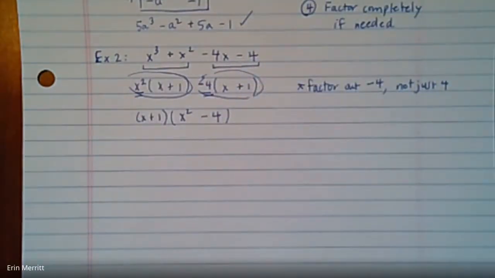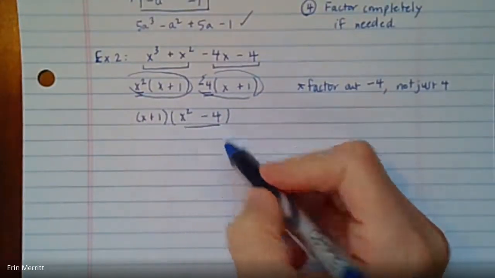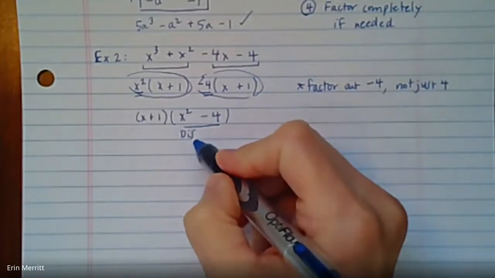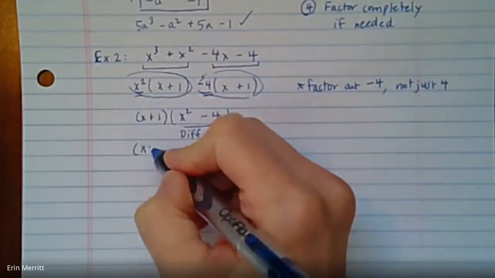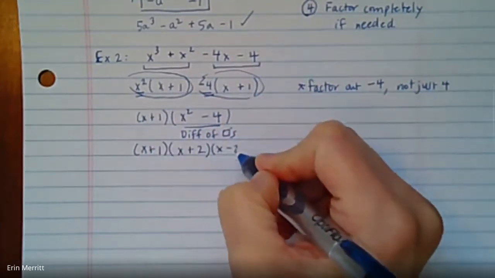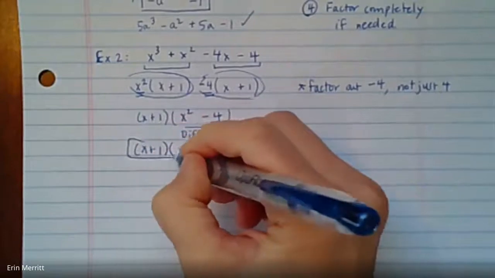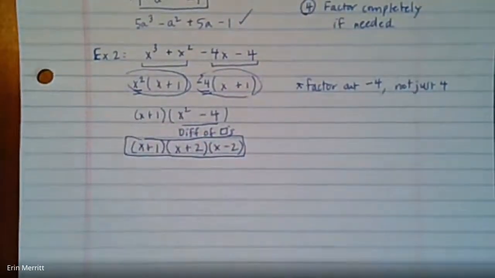All right. The last step, factor completely if needed. Well, x plus 1 isn't going anywhere, but this guy, that's difference of squares. We can take that one step further. So x plus 1 here, and then this would be x plus 2 and x minus 2. Do you have to multiply it completely out to check? No, only if you're kind of questioning if you did it correctly. Then I would say, yeah, go ahead and multiply it out and see. Right?